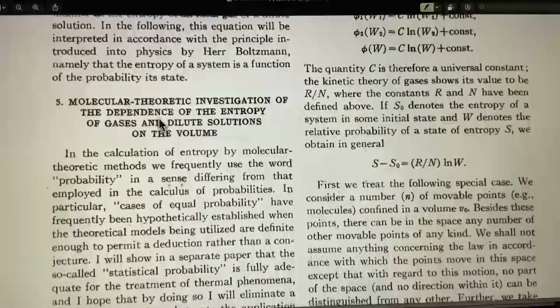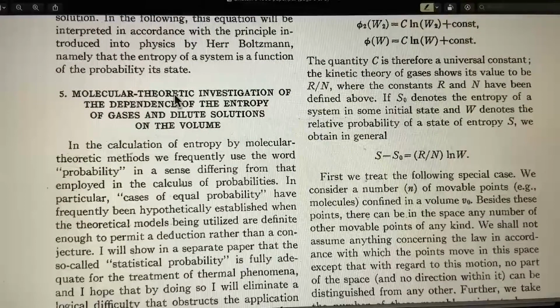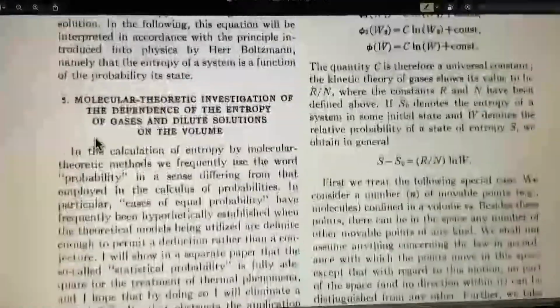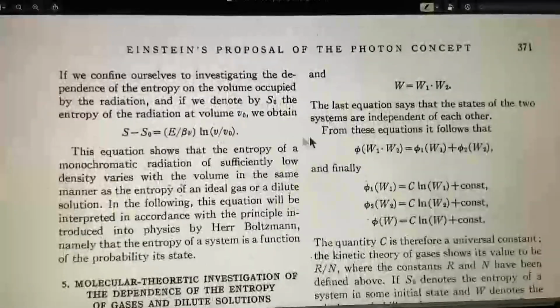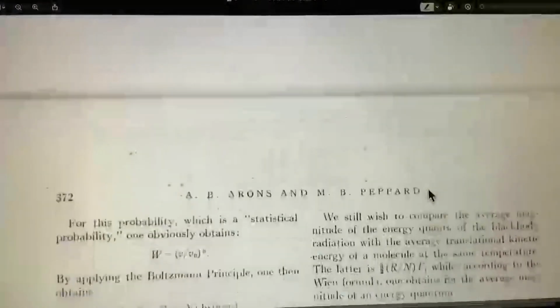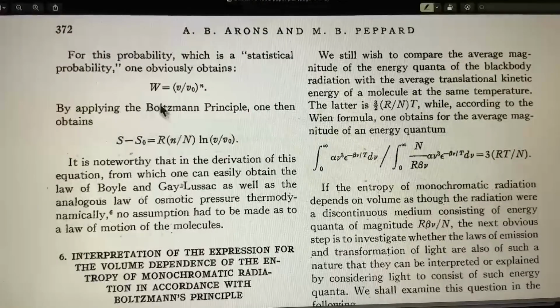So then he talks of molecular theoretic investigation of the dependence of entropy of gases on volume. So here it was entropy of monochromatic radiation, and here it is gas, real material particles, molecules. And for that he does some calculations, and then he comes out with the expression for entropy, and that expression is here. So I'll be needing this. I will need this. So I will write this on the board and discuss.